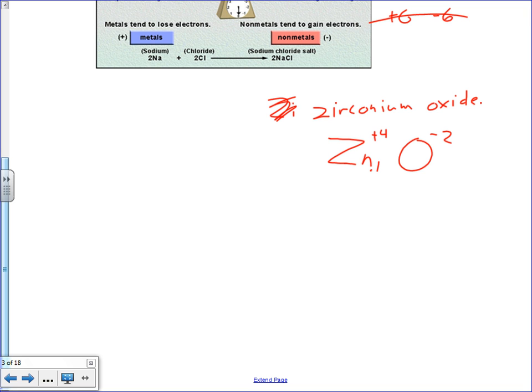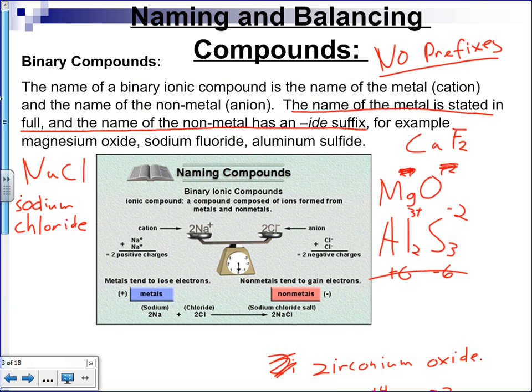Well, except we don't write 1s. It still works, right? 2 times -2 is -4, and there's 4+ up there. So always the lowest common terms that will work. That's something that people often forget. Here's the other thing people often forget.